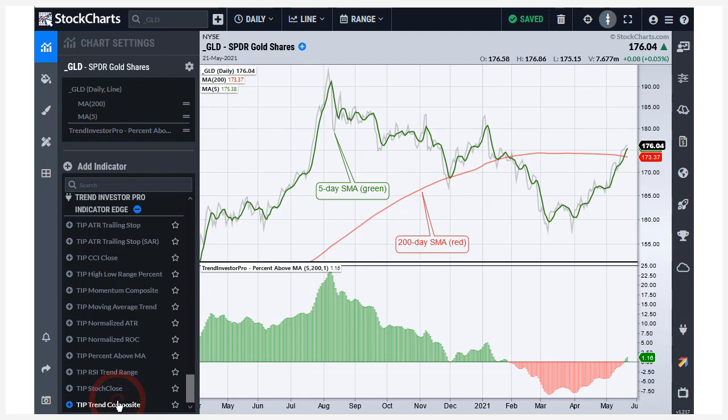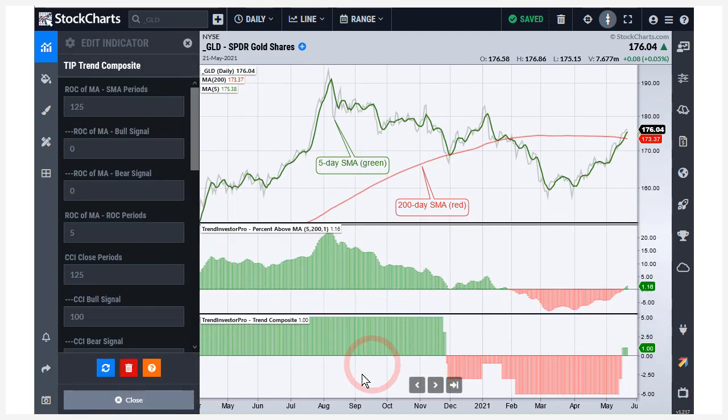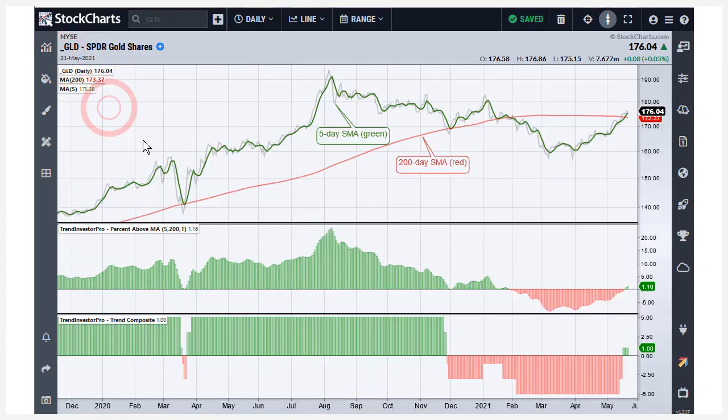And the one I'm going to talk about in the next video is going to be the trend composite, which aggregates 5 signals from 5 trend following indicators. And it also triggered bullish. You can see it's different than this moving average crossover. And I'm going to put it to the test, and I'm going to analyze the long-term charts for gold and silver.